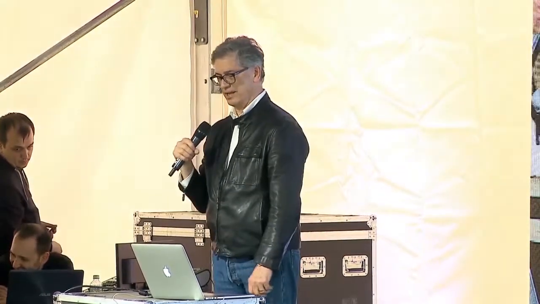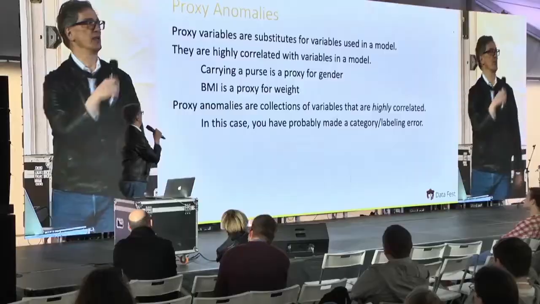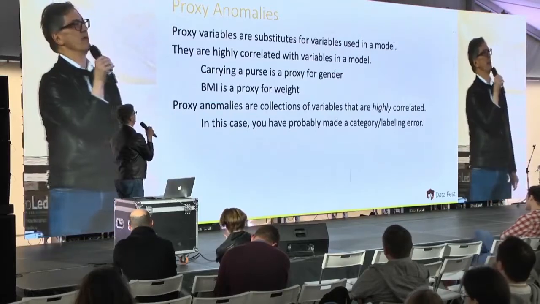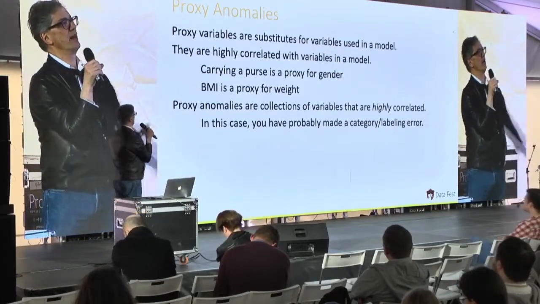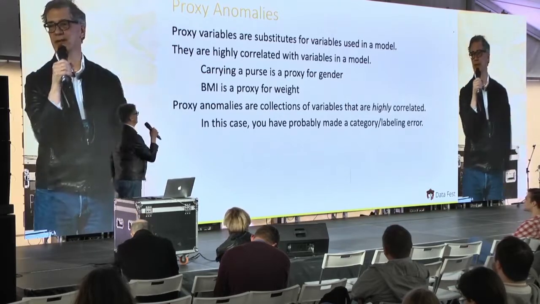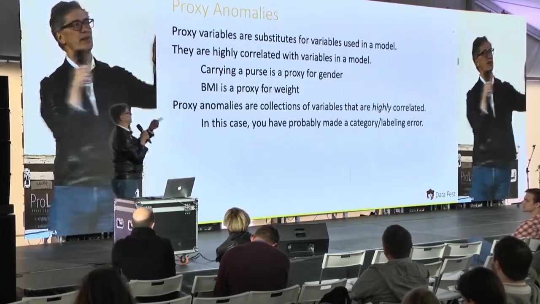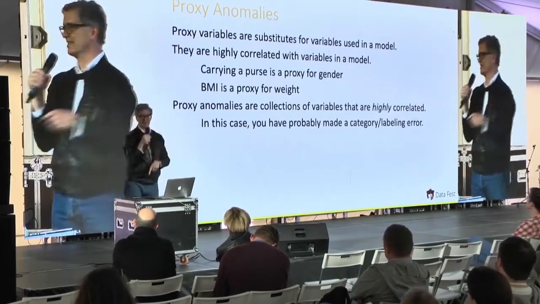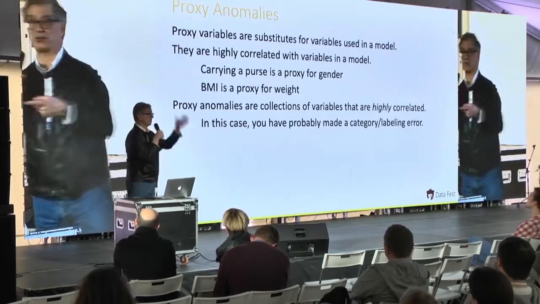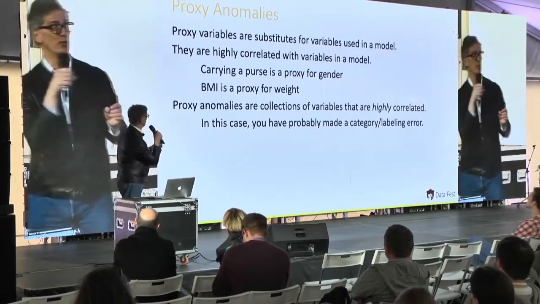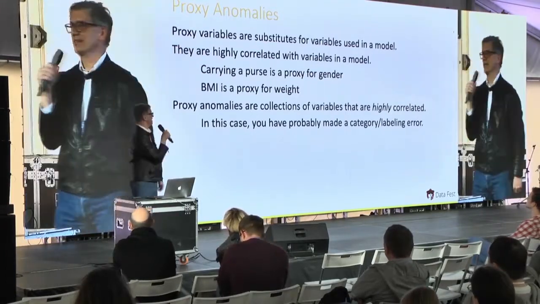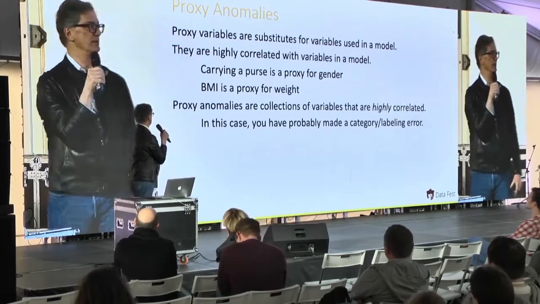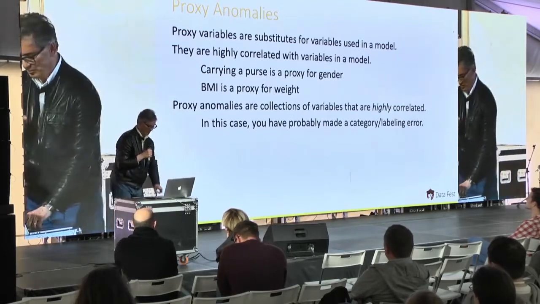Well, lastly, proxy variables are ones that often get ignored. When we do modeling, we are not aware of them. Carrying a purse is a proxy for gender, except in New York City and maybe Provincetown, or maybe in Moscow, I don't know anymore. But certainly body mass index is a proxy for weight. So these can cause us problems.